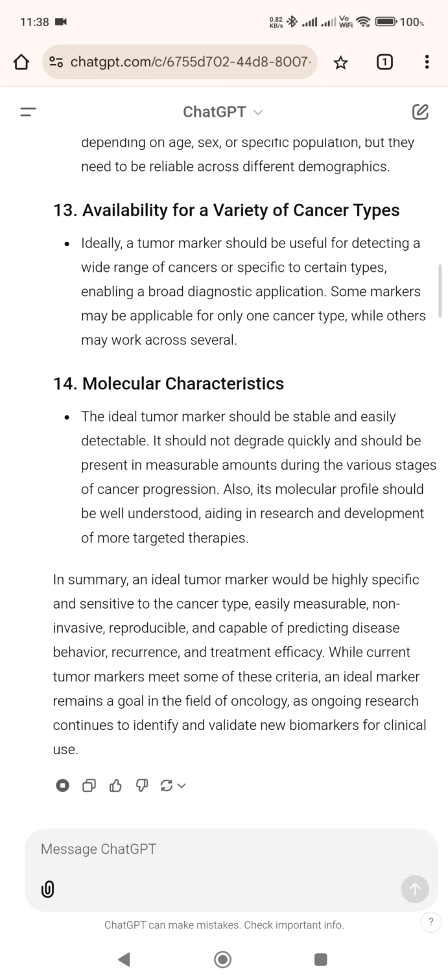In summary, an ideal tumor marker would be highly specific and sensitive to the cancer type, easily measurable, non-invasive, reproducible, and capable of predicting disease behavior, recurrence, and treatment efficacy. While current tumor markers meet some of these criteria, an ideal marker remains a goal in the field of oncology as ongoing research continues to identify and validate new biomarkers for clinical use.